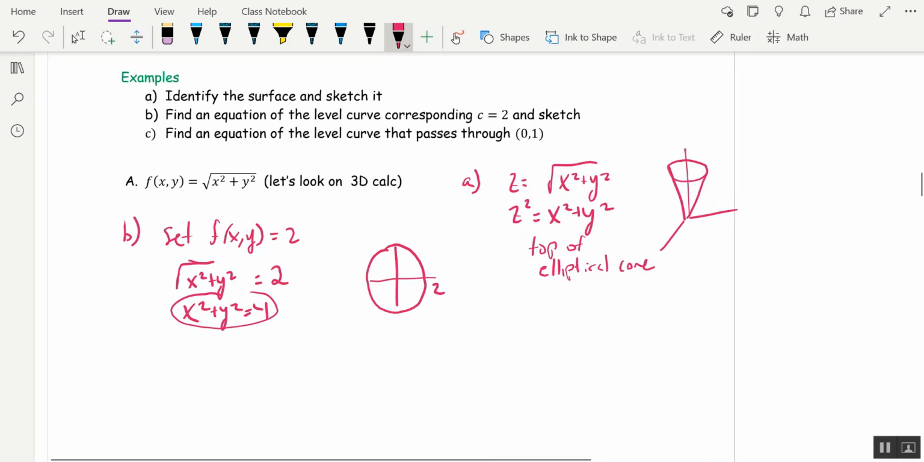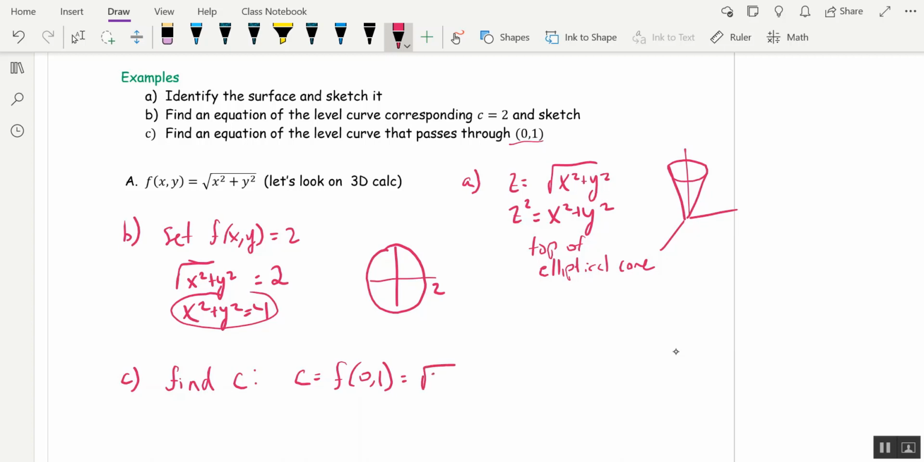There we go. And for part C, C is similar to B, but it requires one more step. Find an equation for the level curve that passes through (0, 1). So on part C, we have to find C first. Don't confuse those two C's. And the way to do that is to compute f of (0, 1). So C is equal to f of (0, 1), which is the square root of 0 squared plus 1 squared, which is the square root of 1, which is 1.